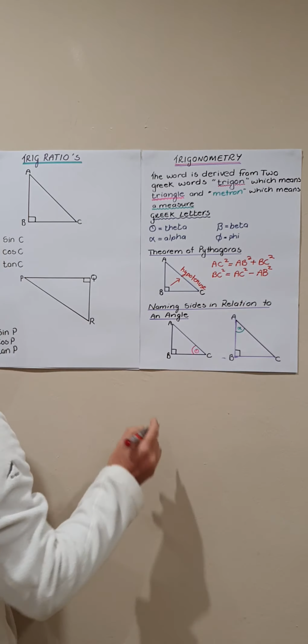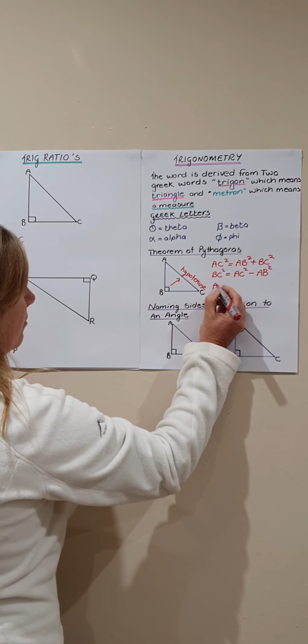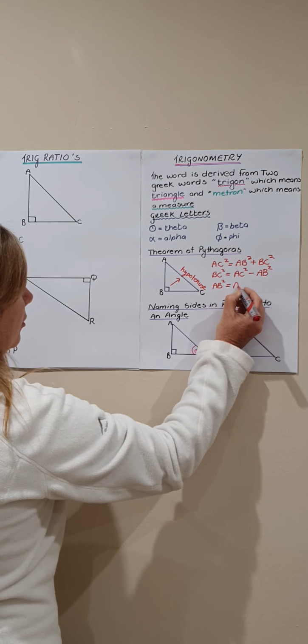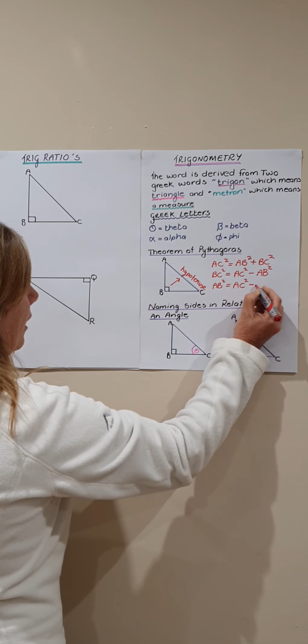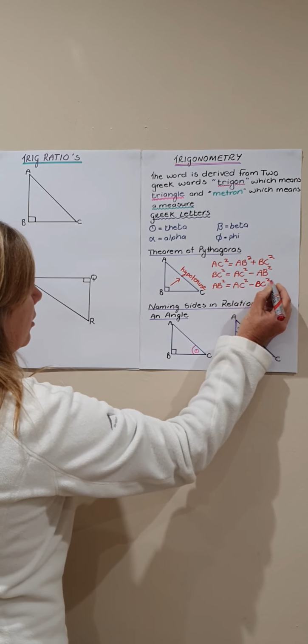And for completeness' sake, if I was looking for AB, I would say that AB squared is equal to your hypotenuse, which is AC squared minus BC squared. All right.